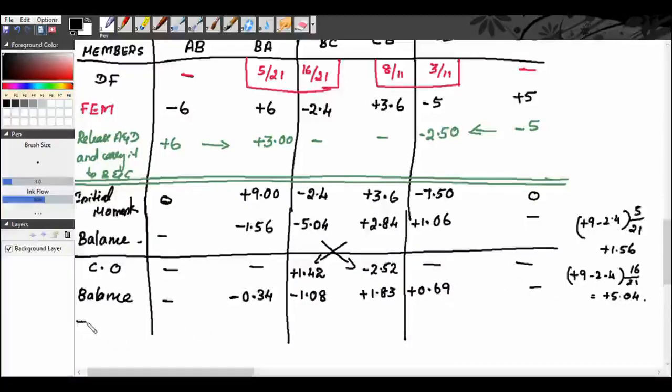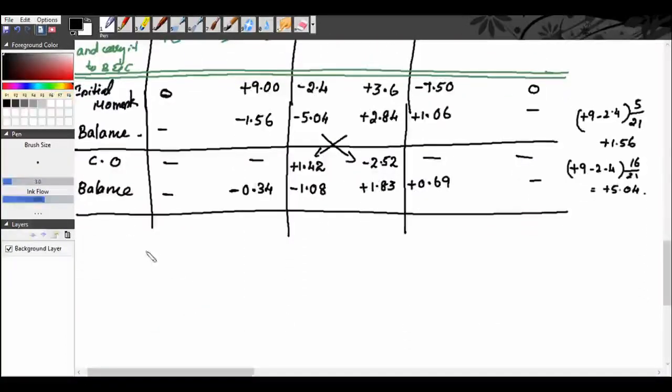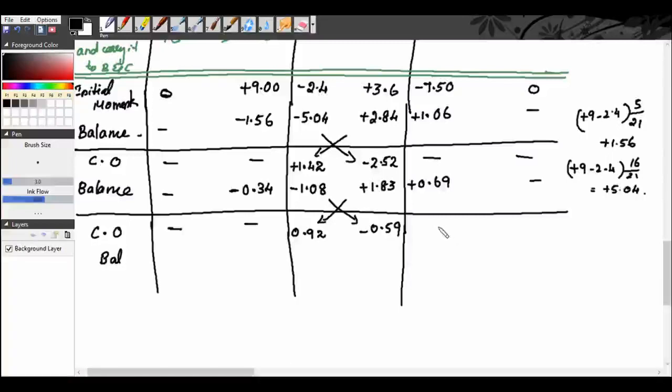Okay. Now the next step, once again, it is carryover and balance. So there is no carryover in the span AB. For the span BC, half of the moments is carried. So 1.83 divided by 2, we get 0.92. And minus 1.08 divided by 2, we get minus 0.59.